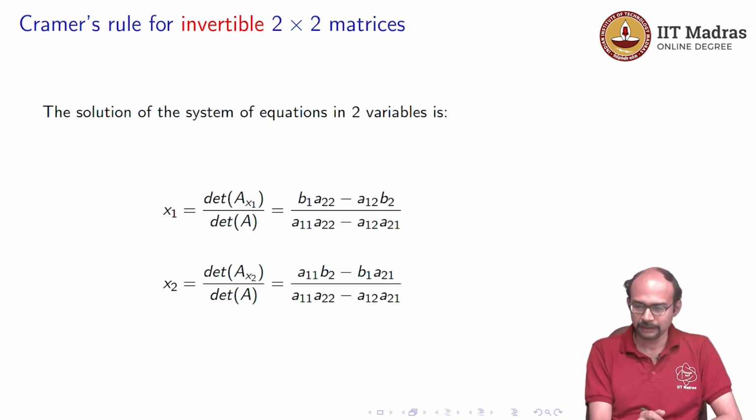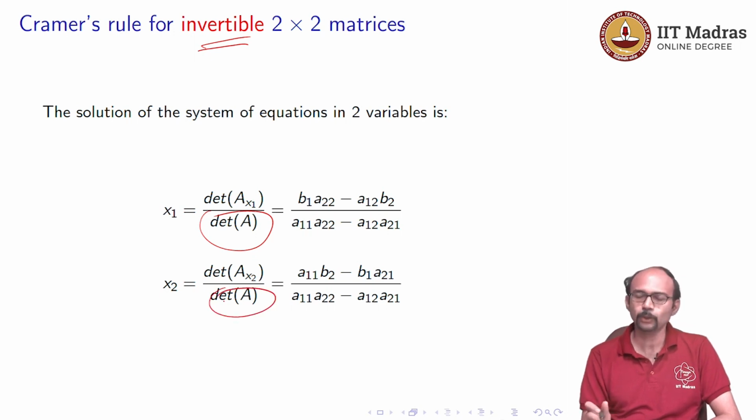Okay. And then Cramer's rule says the solution of the system of equations, and I am saying D, which means it is a unique solution in two variables. So, this is determinant of A subscript x1 by determinant of A. Note that this division makes sense because it is invertible, and x2 is determinant of A subscript x2 by determinant of A, again makes sense, and we know explicitly what these expressions are.